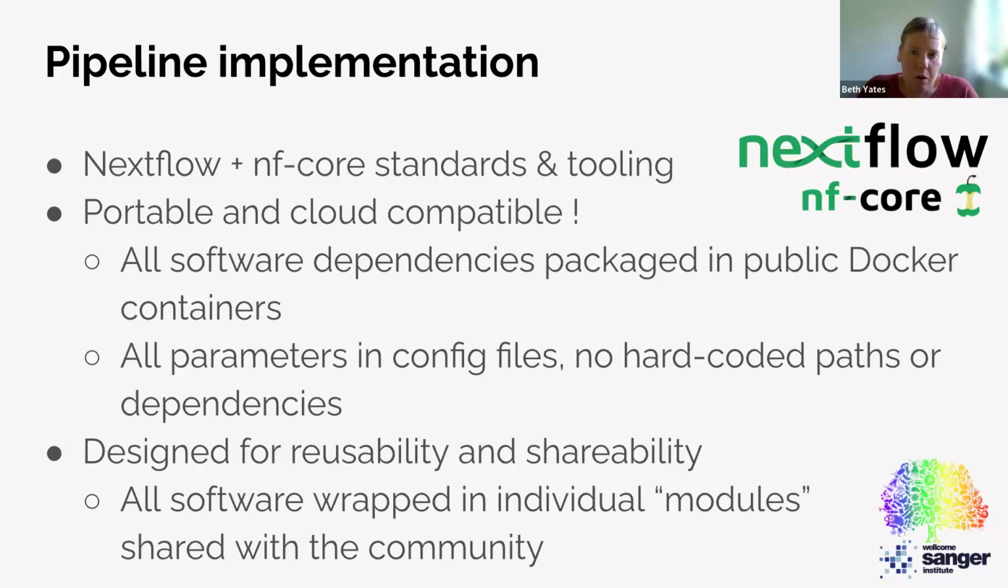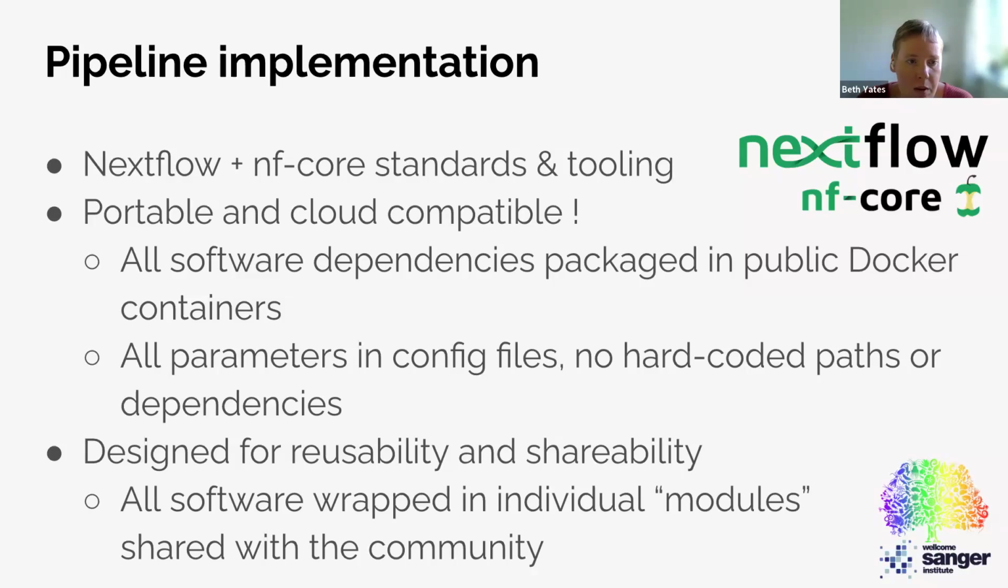So within the Tree of Life, we use Nextflow and nf-core for our production pipelines. These were selected for lots of reasons, but one of the main things is that they're portable, they are cloud compatible. All software dependencies for the pipeline get packaged into public Docker containers, and all parameters are in config files, so there are no hard-coded paths for dependencies, which makes them very reusable and very shareable.